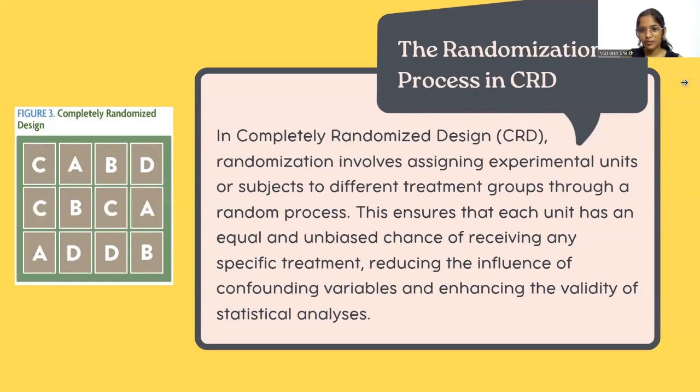The randomization process in CRD. In CRD, randomization involves assigning experimental units or subjects to different treatment groups through a random process. This ensures that each unit has an equal and unbiased chance of receiving any specific treatment, reducing the influence of confounding variables and enhancing the validity of statistical analysis.